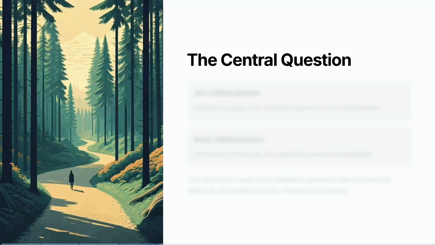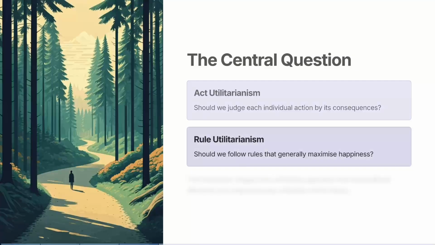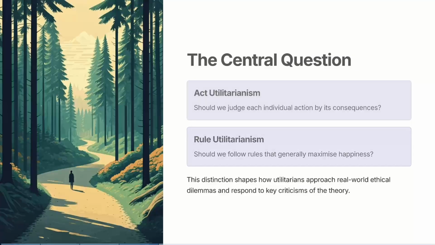So what is the central question of both? Act utilitarianism asks: should we judge each individual action by its consequences? And rule utilitarianism asks: should we follow rules that generally maximize happiness? That distinction will shape how a utilitarian approaches a real-world ethical scenario and responds to key criticisms. So let's have a look at the key concepts.